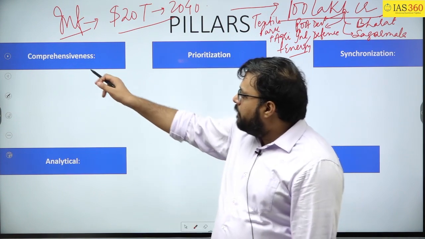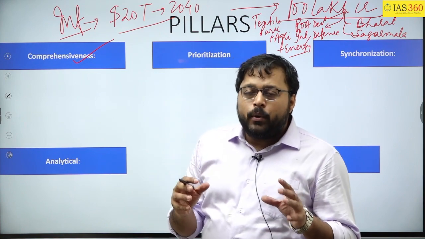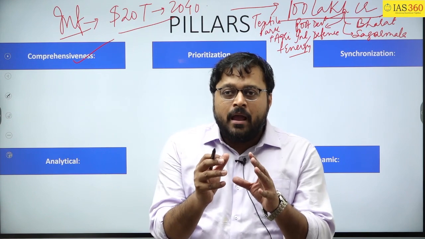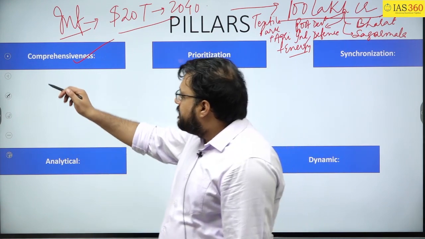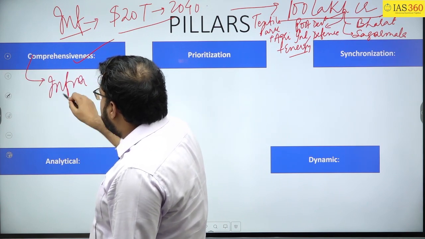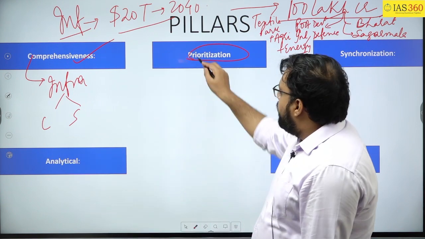The first is comprehensiveness. Comprehensiveness means it is bringing together 16 different ministries on a digital platform. And whenever it is telling 16 different ministries, then it is comprehensively covering all the infra projects of center and state. Then the second is prioritization.